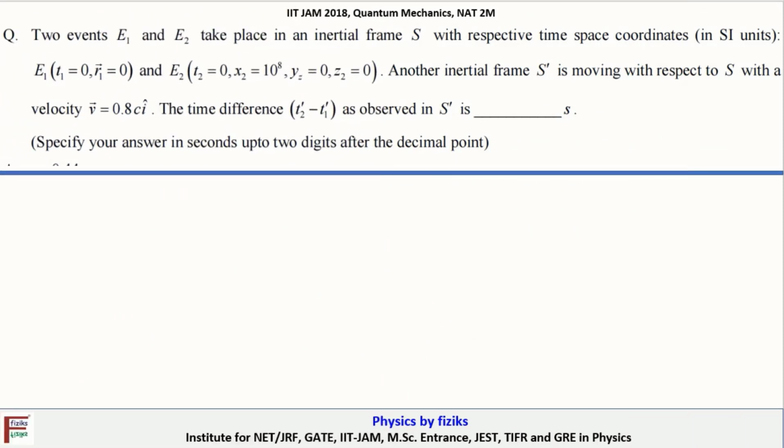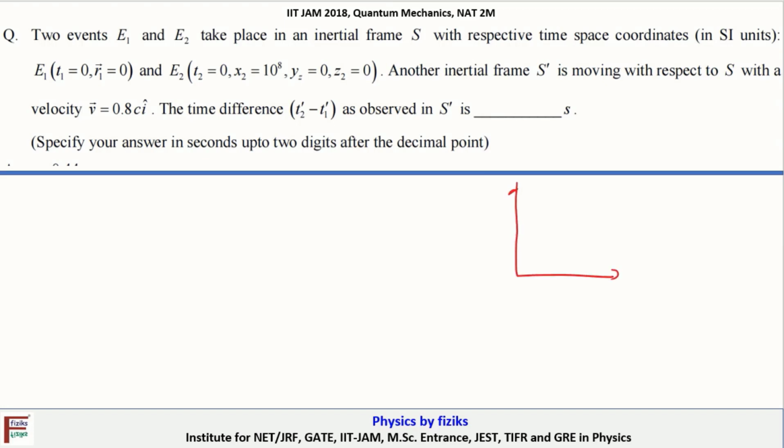Two events need to take place in an inertial frame S with respective time-space coordinates in SI units: E1 t equals 0, x1 0, y 0, z 0, and E2 t2 equals 0, x2 10 to the power 8, y 0, z 0. Another inertial frame S dash is moving with velocity 0.8c with respect to S. The time difference t2 dash minus t1 dash as observed in S dash is?